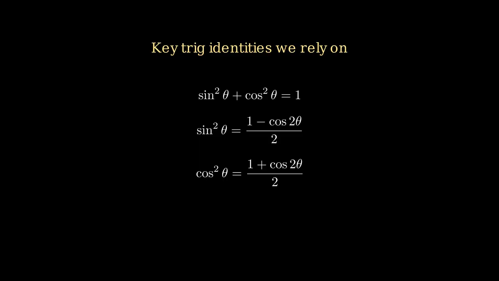Before we integrate anything, let's set up the key trig identities we'll rely on. Sine squared theta plus cosine squared theta equals 1. Sine squared theta equals the quantity 1 minus cosine of 2 theta, divided by 2. Cosine squared theta equals the quantity 1 plus cosine of 2 theta, divided by 2. And 1 plus tangent squared theta equals secant squared theta.